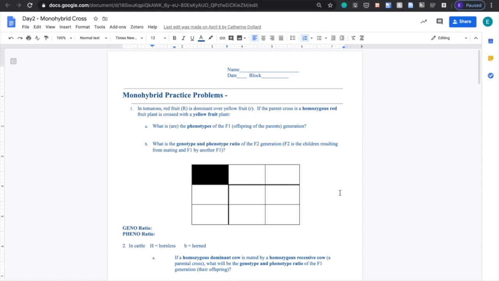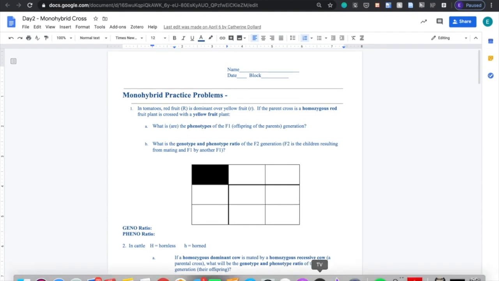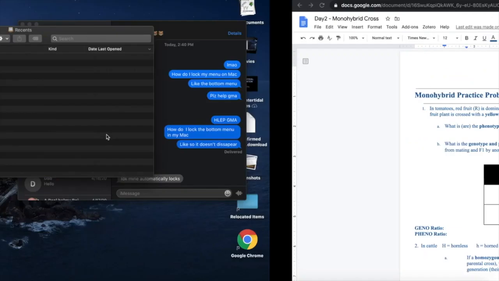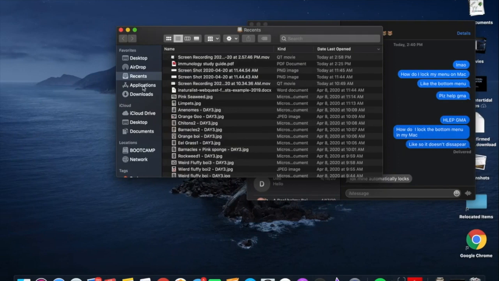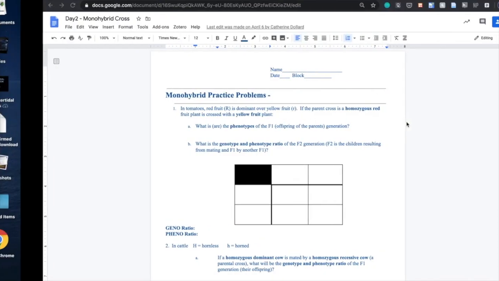So this is going to go over the answers to the monohybrid practice problems. I know a number of you had some issues with that, and it is really important that you understand how to do these monohybrid practice problems because it's only going to get more complicated from here, right? So it's important that you understand how to do these. So I'm going to go over all these answers so that you can figure out what's going on here.